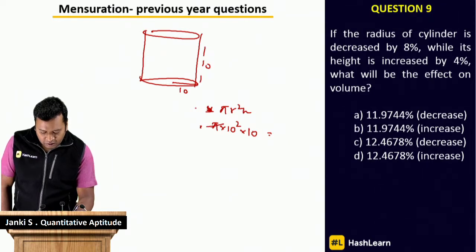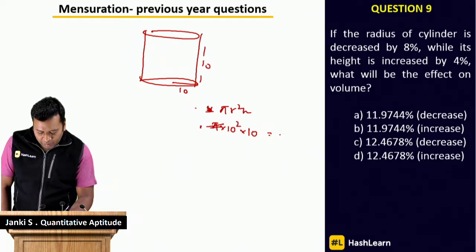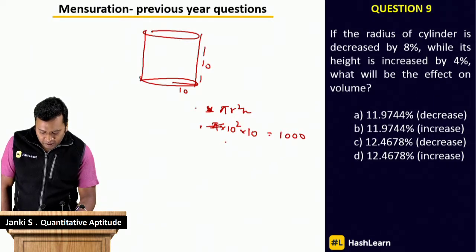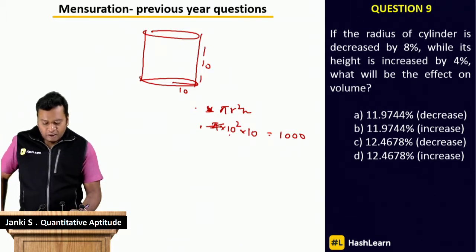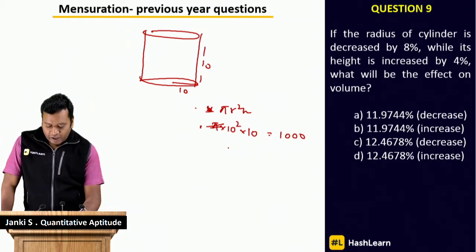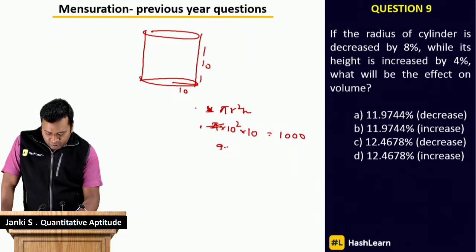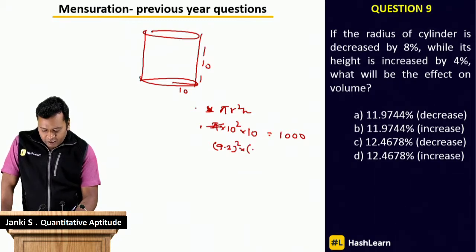Neglecting pi for the time being, that means how much? 1000 is my value, but the new value is how much? The radius is reduced by 8%. That means 8% of 10 is how much? 0.8. So 9.2 whole square into height increased by 4%, right?